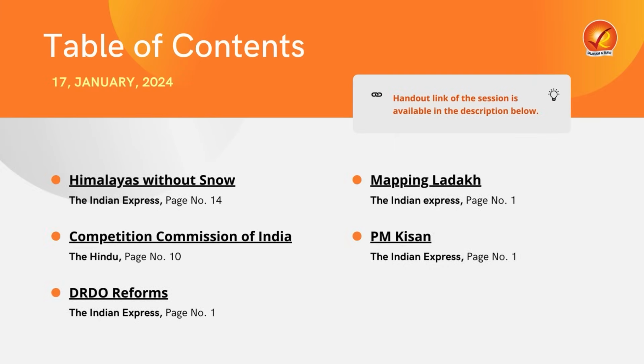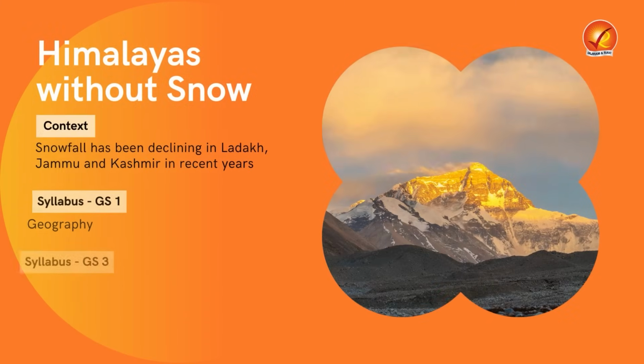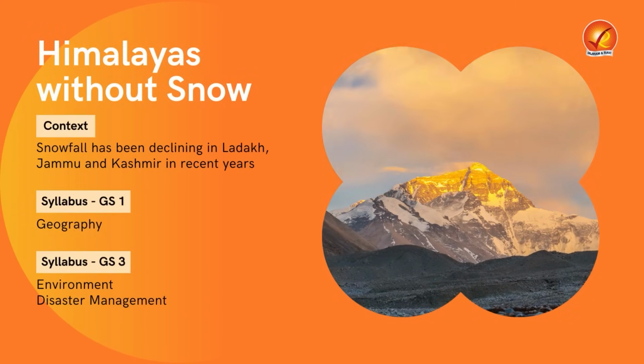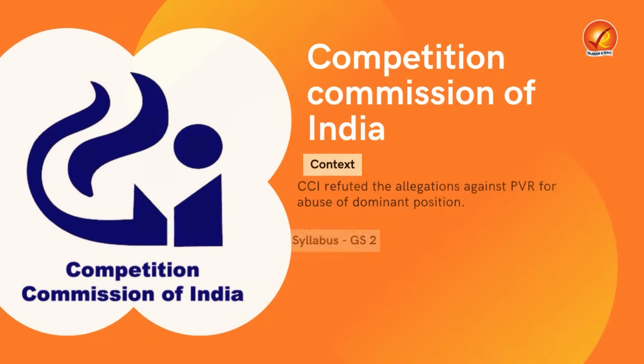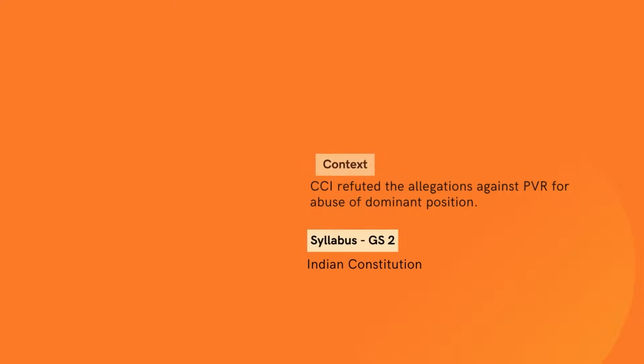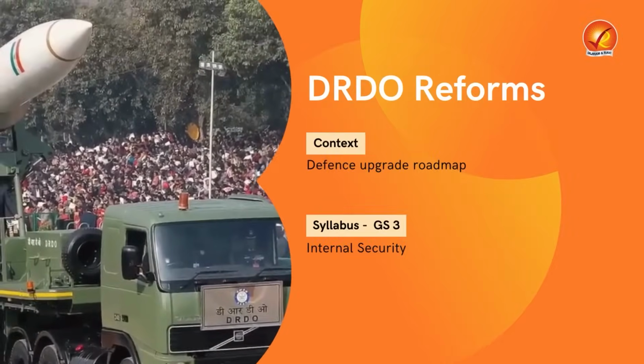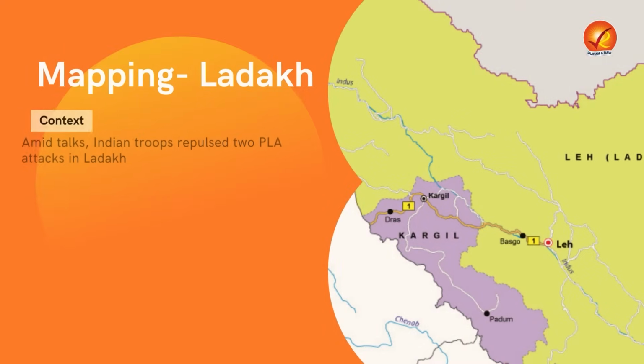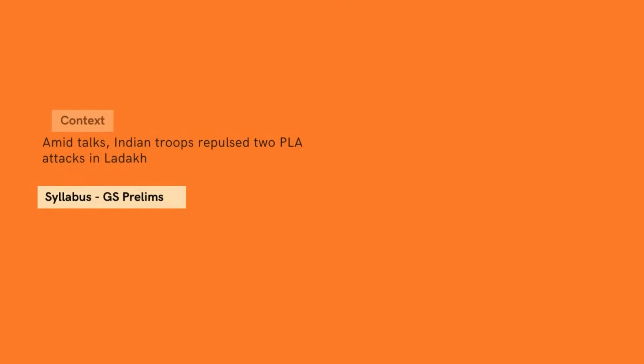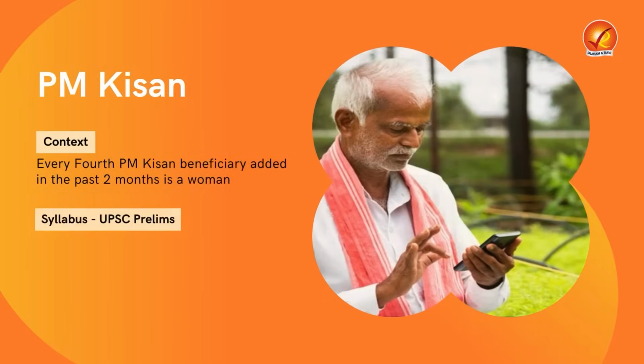In this lecture, we'll look at 5 important articles from the Indian Express and the Hindu. The first will be regarding Himalayas without the snow. Then we'll look at Competition Commission of India. Then we'll understand the DRDO reforms. And we'll map the Ladakh region and we'll understand what is PM Kisan Yojana.